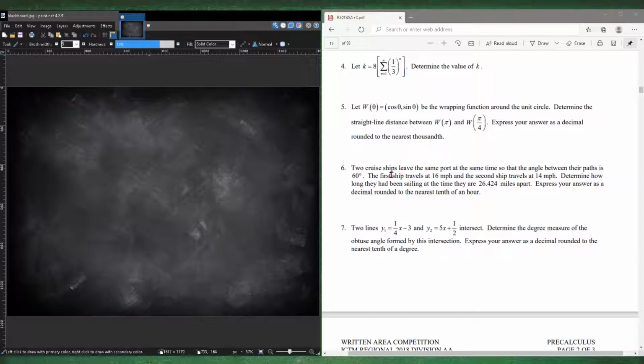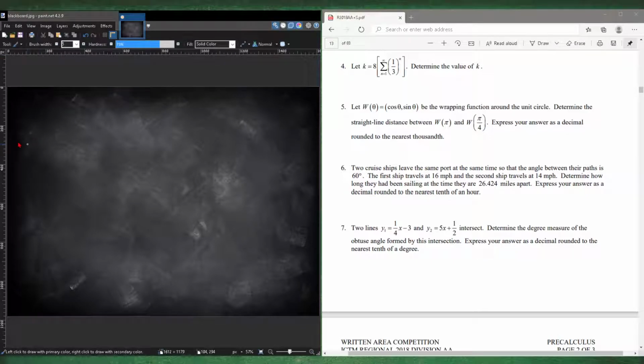Two cruise ships leave the same port at the same time, so the angle between their paths is 60 degrees. The first ship travels at 16 miles per hour and the second ship travels at 14 miles per hour. Determine how long they've been sailing at the time they are 26.42 miles apart. Express your answer as a decimal rounded to the nearest tenth of an hour.